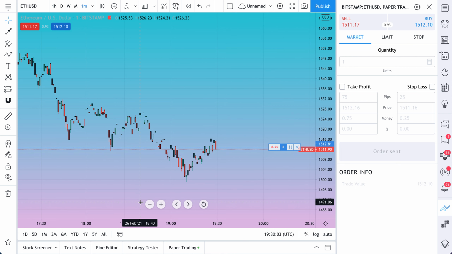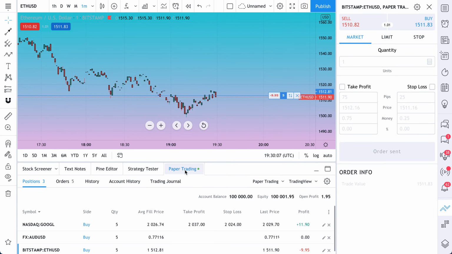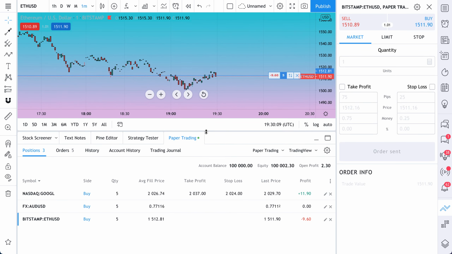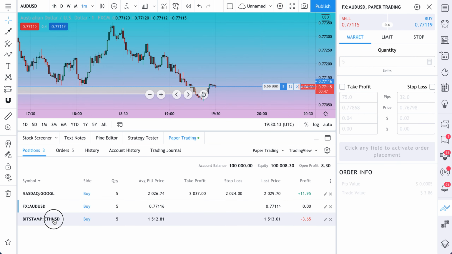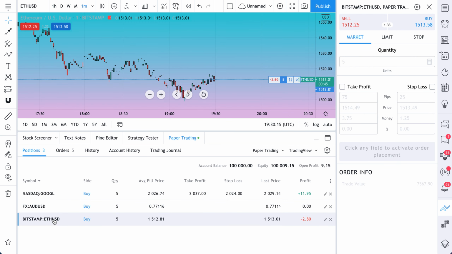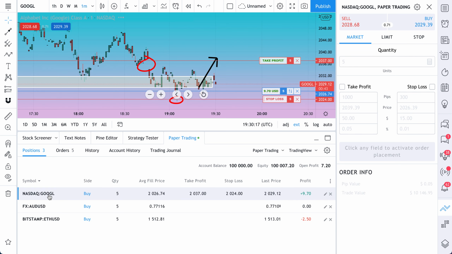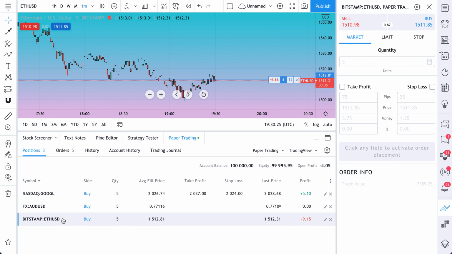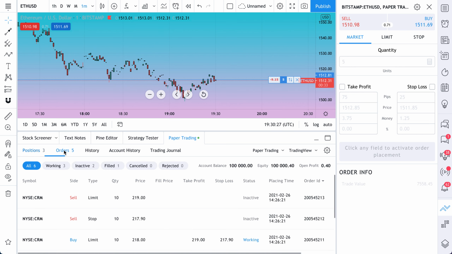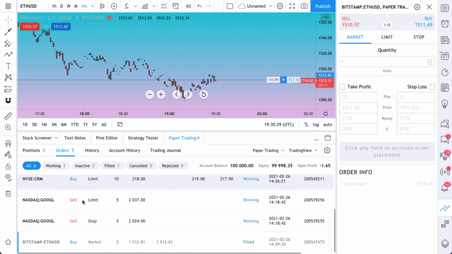So our order's been placed, and if you recall, we can open up our paper trading panel, and now we can see all the orders we have. We have Google, AUD/USD, ETHUSD. And how cool is it that you can click each paper trade in your positions and look at the chart, quickly adjust. We can go through our orders just like this, track them all with one click. And we can see our orders here, so we can just learn a little bit more.